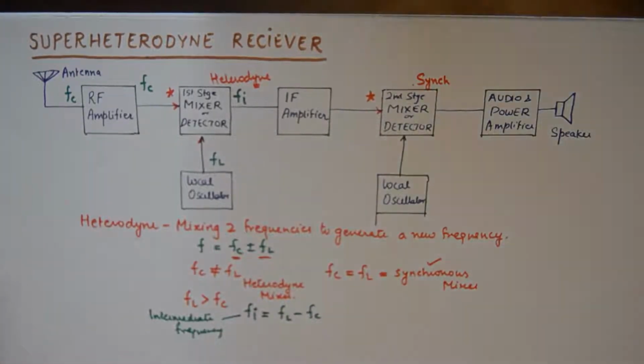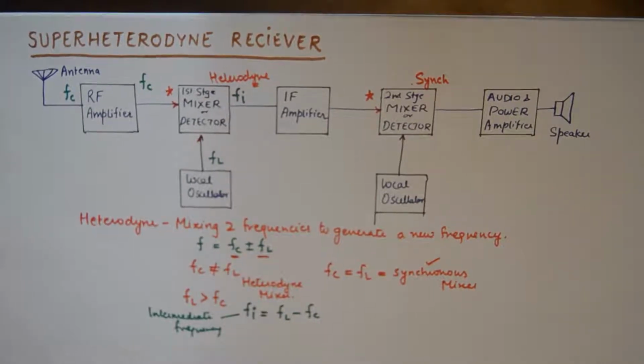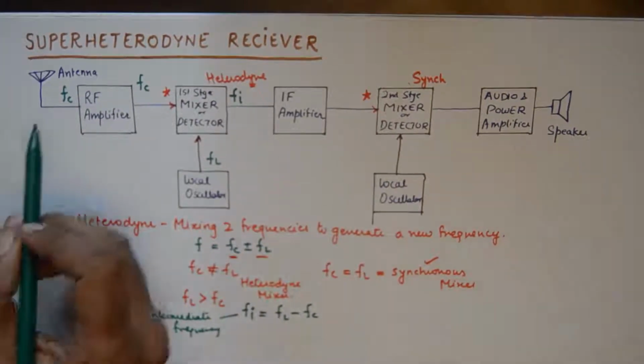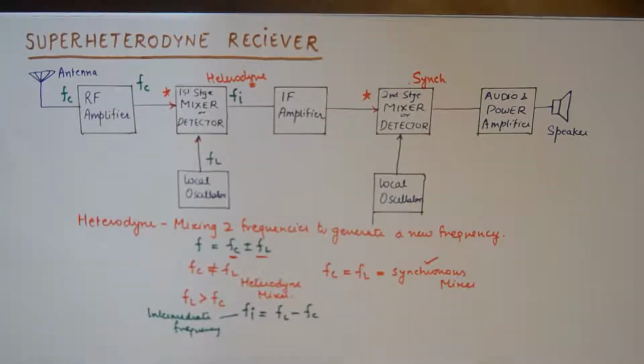The reason why FL is chosen to be greater than FC is that the antenna and the RF amplifier are connected using a ganged capacitor setup, and if we keep the value of FL smaller, it results in a mismatch of capacitances at the ganged capacitor arrangement at the antenna and the RF amplifier. So this is what you need to commit to your memory.